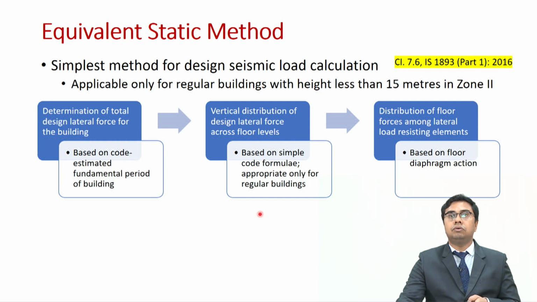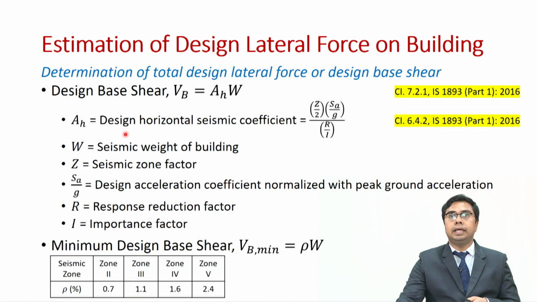Let us first look into the determination of total design lateral force for the building. For this case, the design base shear for a given building shall be given by AH multiplied by W, where AH is design horizontal seismic coefficient given by this expression Z by 2 multiplied with SA by G divided by R by I, and W is the seismic weight of the building.